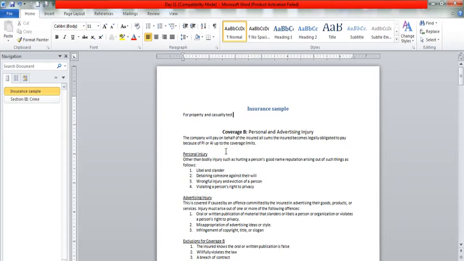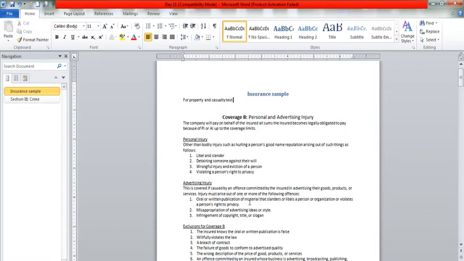Now, personal injury, what is it? Personal injury is other than bodily injury, such as hurting a person's good name or reputation, arising out of such things as the following. Personal injury could be libel and slander, detaining someone against their will, wrongful entry or eviction of a person, and violating a person's right to privacy. So that is personal injury.